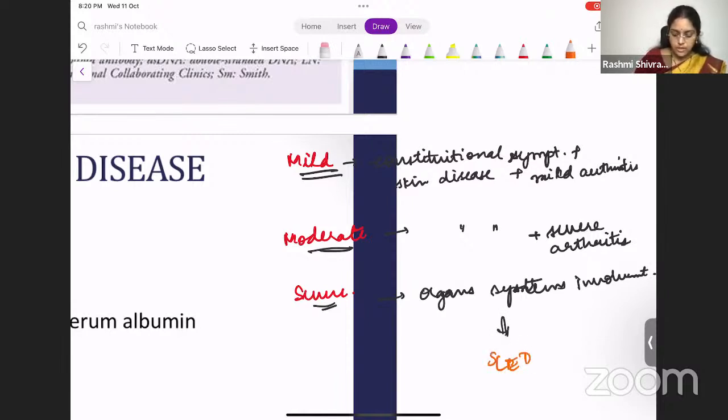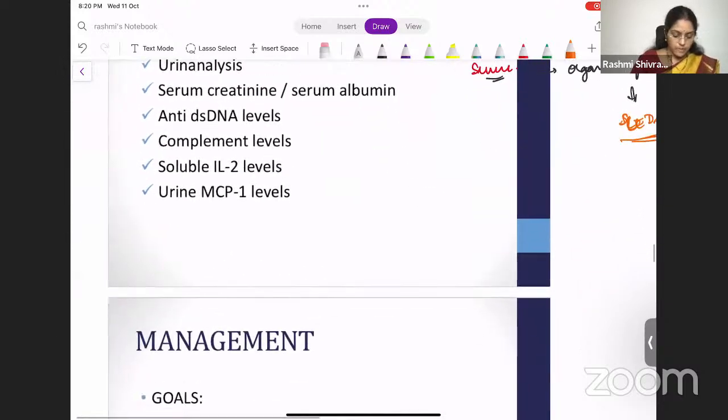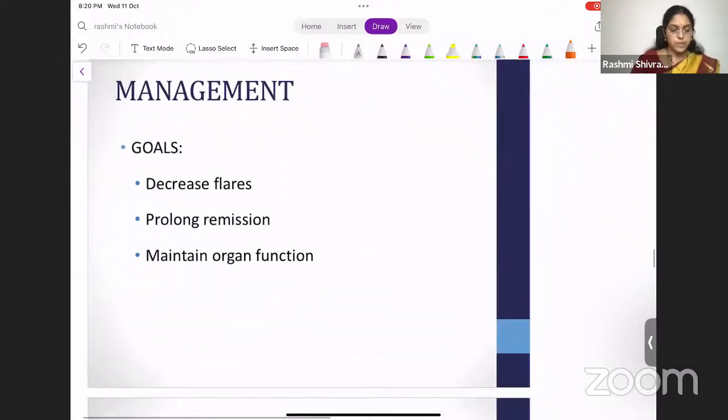SLEDAI score. These are characterized based on the SLEDAI score. Okay, moving on to the management. How do we manage these patients? What are the goals? You need to decrease the flares, prolong the remission, and maintain the organ function.